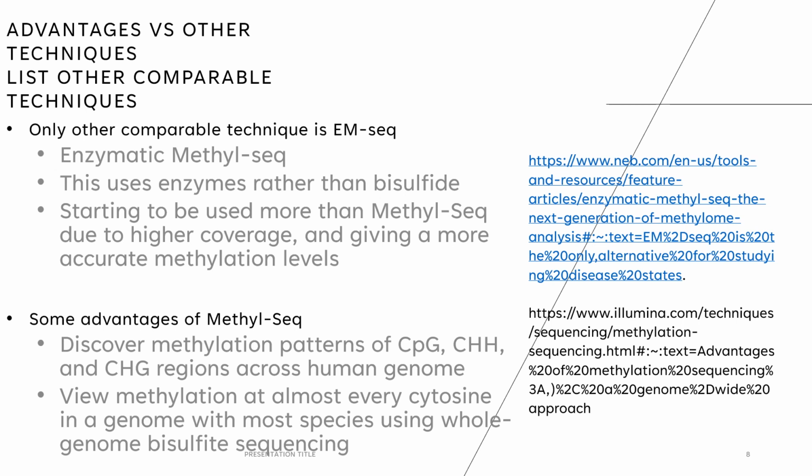But some of the advantages of methylation sequencing is that you can discover patterns of CpG, CHH, and CHG regions across the entire genome. And then one thing that I found really cool was that you can view methylation at almost every cytosine in a genome, with most species using whole genome bisulfite sequencing.